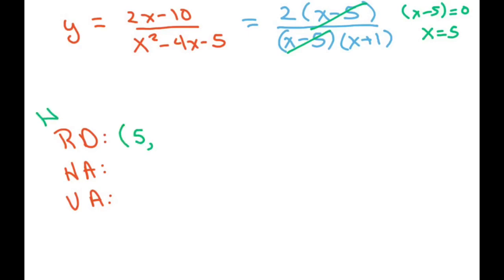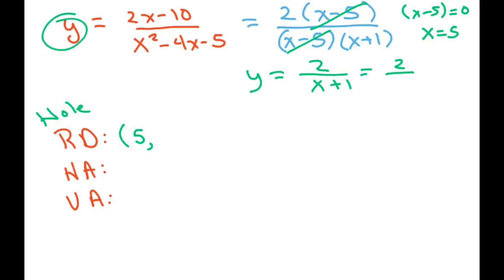So remember, removable discontinuity is a point. It's actually a hole. Now we have a reduced equation of 2 over x plus 1. So I'm going to plug in my 5 to get my y here. 2 over 5 plus 1 equals 2 over 6, which equals 1/3.